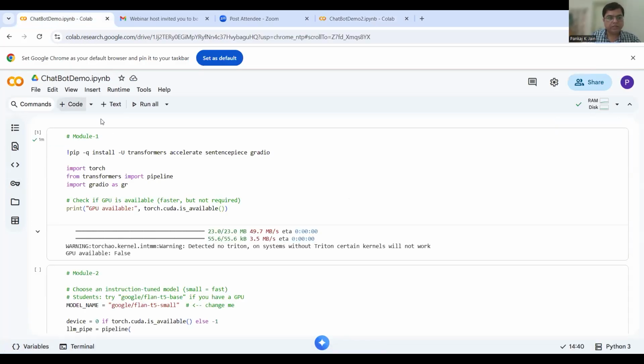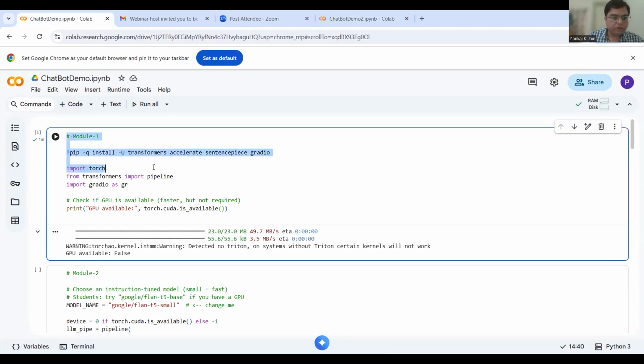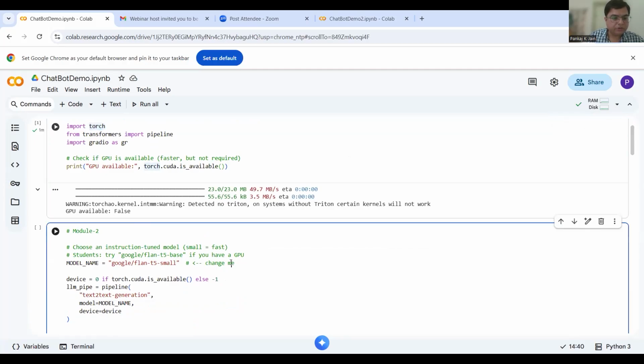I have already given the code to you. You can download it with the QR code. This is module one, where you will install all the dependencies. It will be only on the cloud. It will not be installed on your local computer. Everything you work on will be deleted after you close the browser. It will be connected to cloud graphic computers. So I'm running it, and then the second module is the installation of the transformer model.